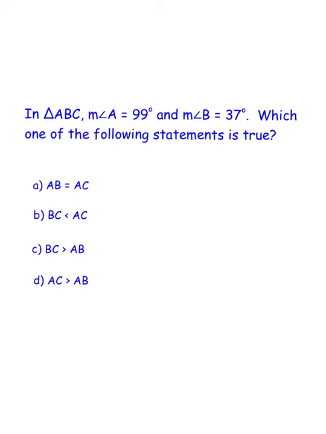Now, this is an example of what you could see on a standardized test or a Regents exam. It says in triangle ABC, the measure of angle A is 99 and the measure of angle B is 37. Which one of the following statements is true? I would recommend first drawing a triangle. If I draw a triangle and label it, it says angle A is 99. So in angle A, I'm going to put 99 degrees. It says the measure of angle B is 37. So I'm going to call this angle B, and I'm going to put a 37 there.